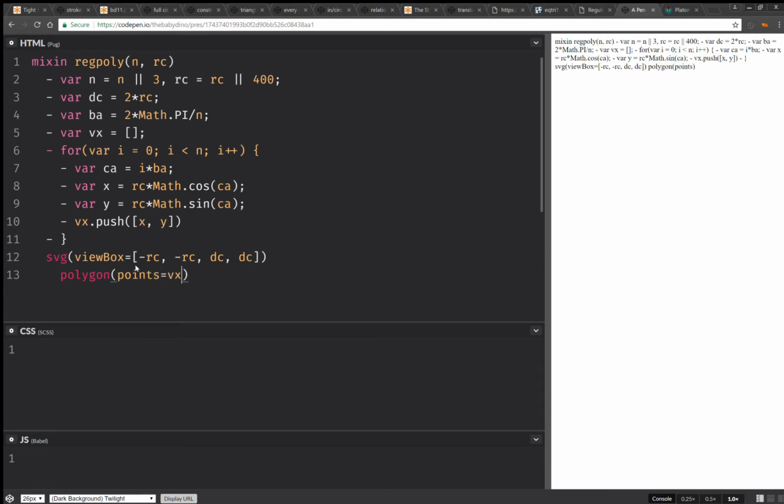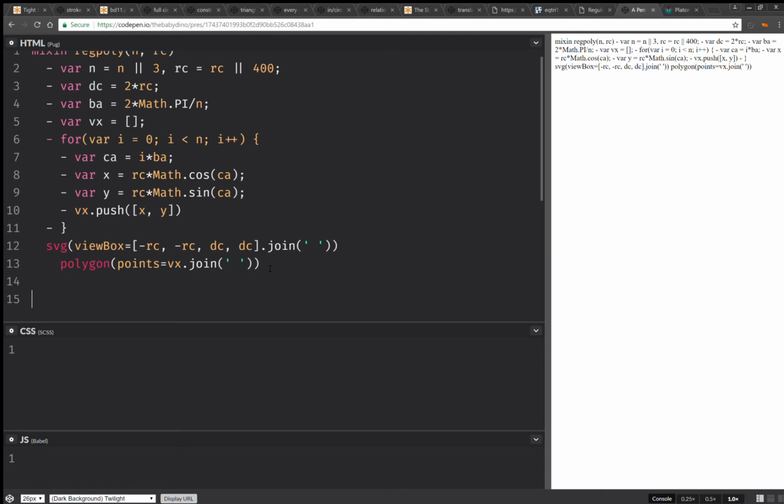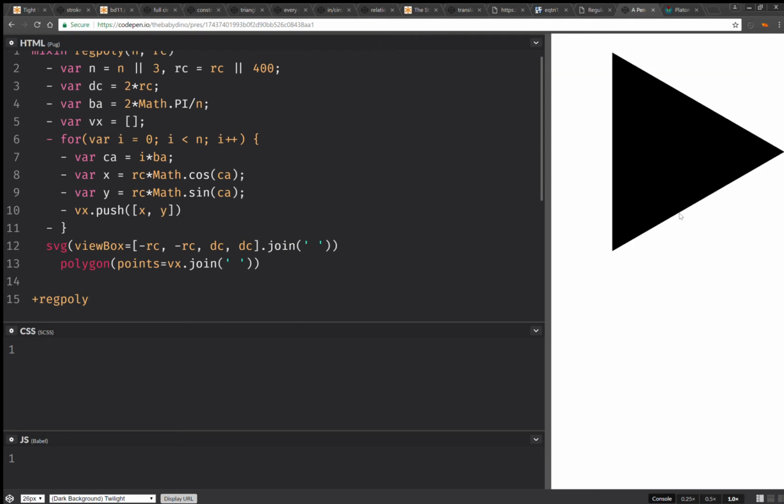And now we have points here. And this is the array of vertex coordinates. And we need to join it by space. So this is pretty much it. Also need to join stuff there. Okay. Now, in order for this to produce something, we need to call the mixin. Okay, this works.